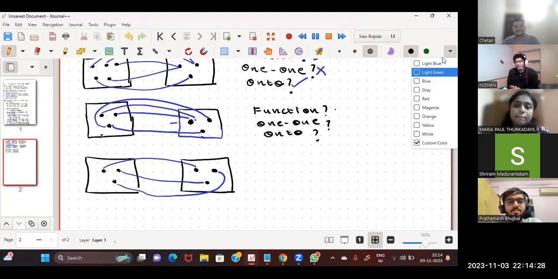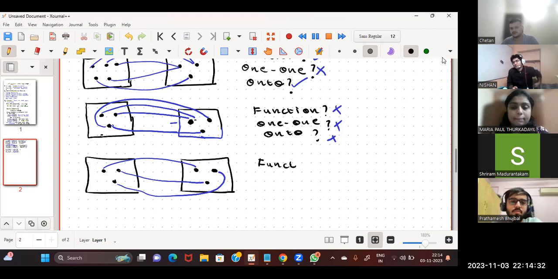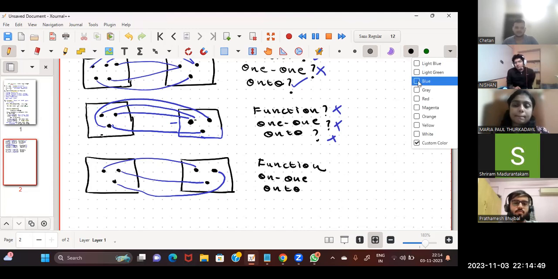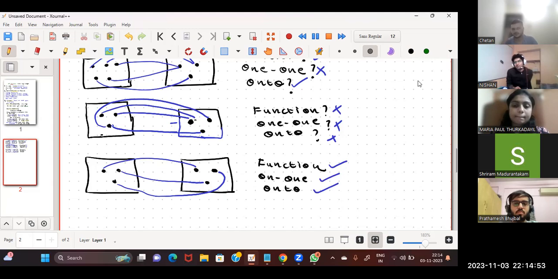Okay. Let's move to the last one. Is that a function? The last one, is this a function? Anurag says yes. Bharat says yes, it's a function. Himanshu says yes as well. Pratmesh says yes as well. That's a function because every input is mapping to one output in the second box, and no two outputs have the same input in the first.